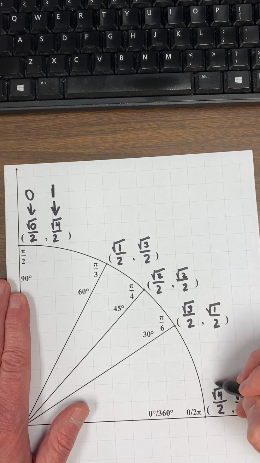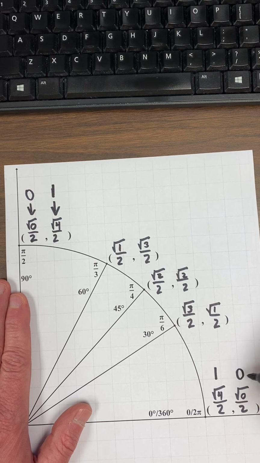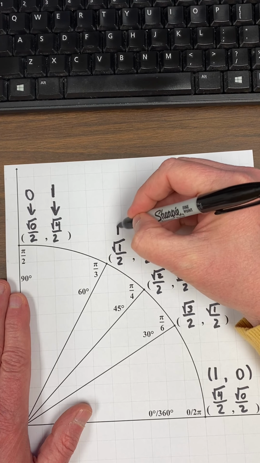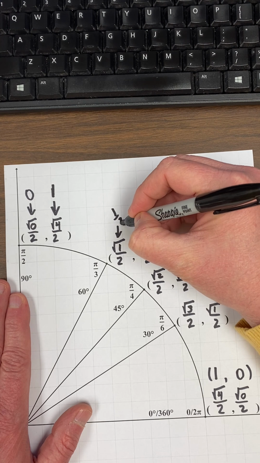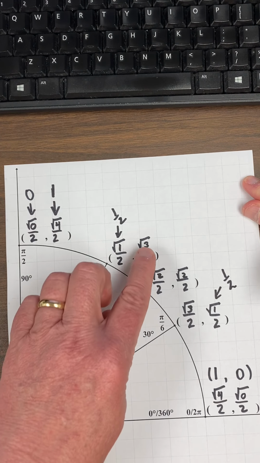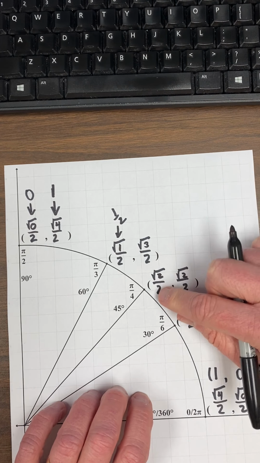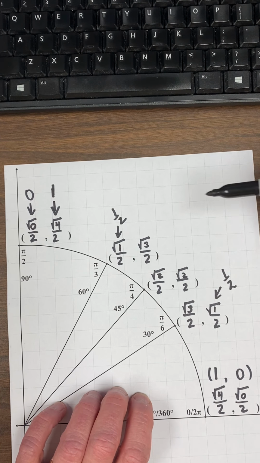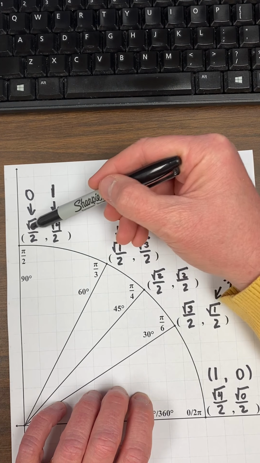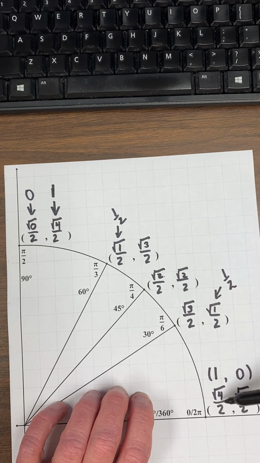Similarly, down here, we usually write that as 1 and that as 0. The square root of 1 is 1. We usually just write this number as 1/2, and that number we usually just write as 1/2. But the square root of 3 over 2, we just leave it alone. Square root of 2 over 2, we leave those alone.